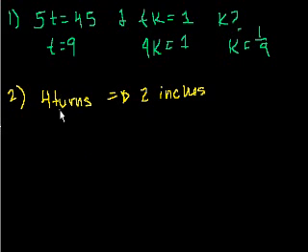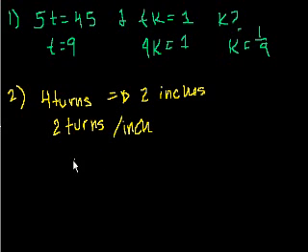Okay, so 4 turns, 2 inches. Just to simplify things, that's the same thing as 2 turns per inch, right? Or you could even say 1 turn per half inch. But let's just say 2 turns per inch. I just divided the top by 2. If 4 turns do 2 inches, it's going to take 2 turns to do 1 inch. And it wants to know the same window 3.5 inches.